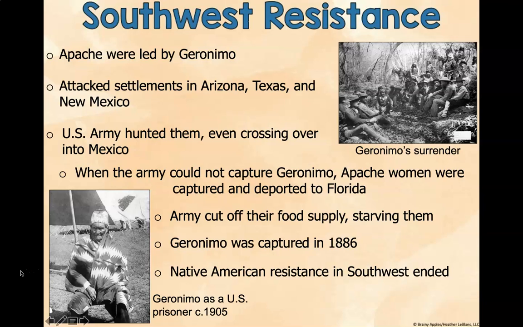When the Army could not capture Geronimo, Apache women were captured and deported to Florida. The Army then cut off their food supply because they were trying to starve them out. And eventually Geronimo was captured in 1886. This is pictured here, called Geronimo's Surrender. Native American resistance at that point in the Southwest ended after Geronimo's surrender.